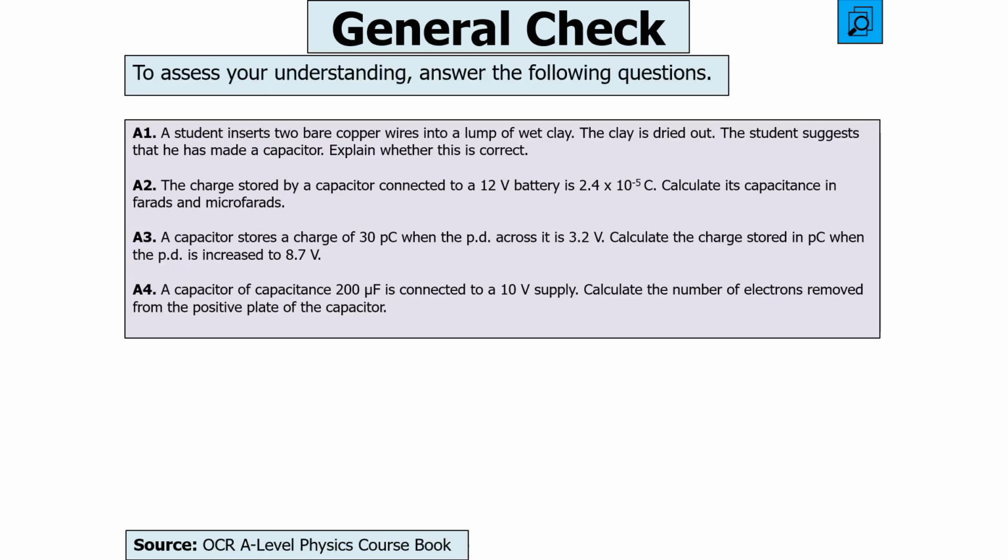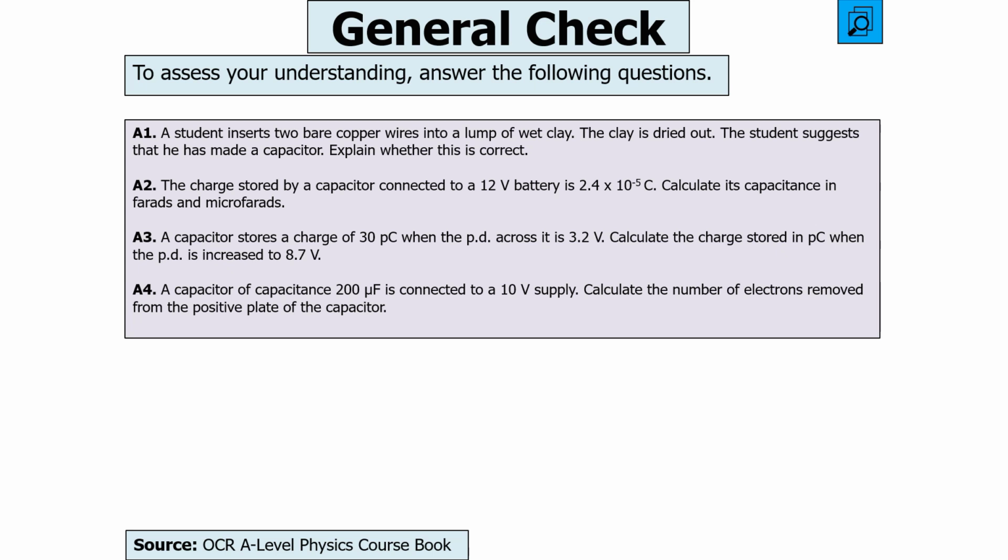The next question says, a student inserts 2 bare copper wires into a lump of wet clay. The clay is dried out. The student suggests that he has made a capacitor. Explain whether this is correct. The next question says, the charge stored by a capacitor connected to a 12 volt battery is 2.4 times 10 to the minus 5 coulombs. Calculate its capacitance in farads and then microfarads.